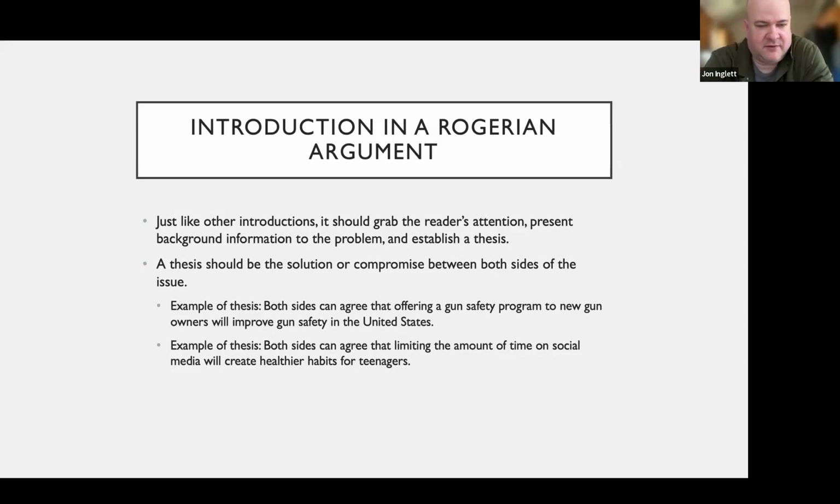Another example of a thesis for social media. Both sides can agree that limiting the amount of time on social media will create healthier habits for teenagers. Again, both sides would probably agree that limiting the amount of time is a good idea, that it doesn't restrict social media completely. So you have a compromise between both sides. When you're writing your thesis, feel free to use the phrase, both sides can agree that, and then produce your solution after that. That's fine with me.